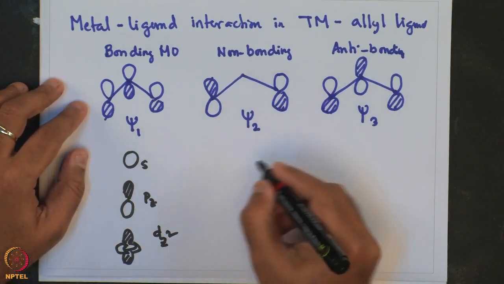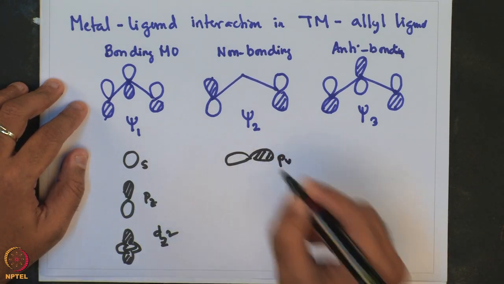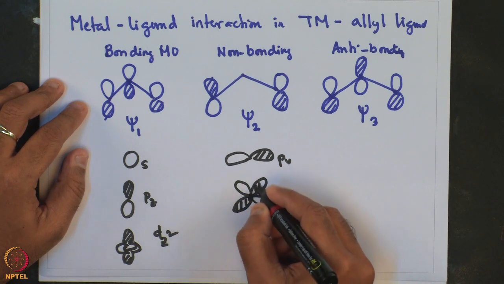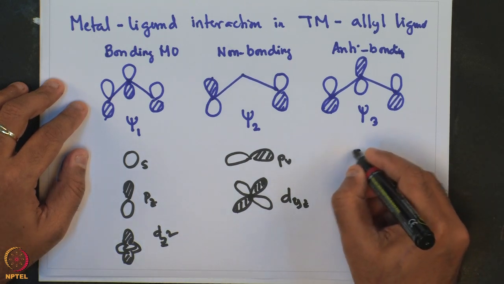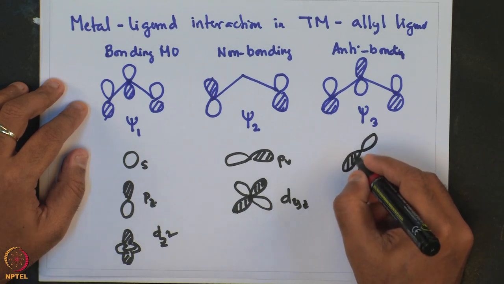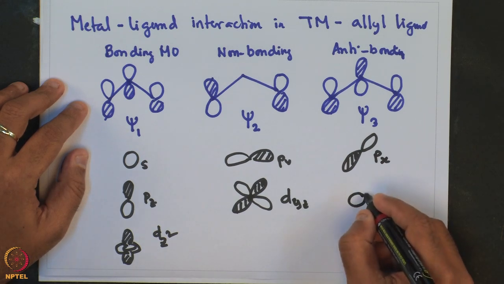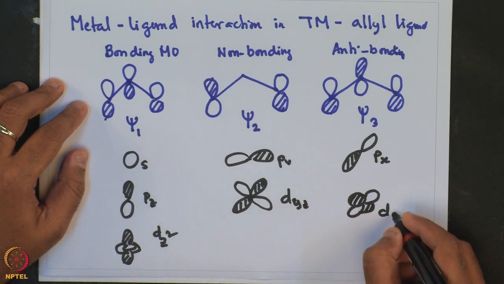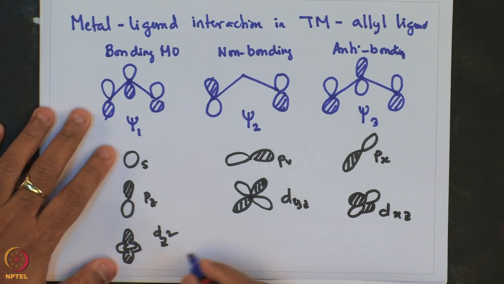Similarly, psi 2 would be interacting with py of the metal and dyz of the metal, and psi 3 can simultaneously interact with px and dxz.